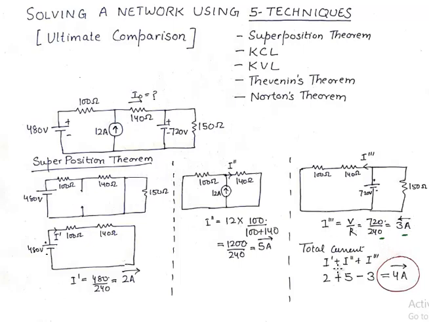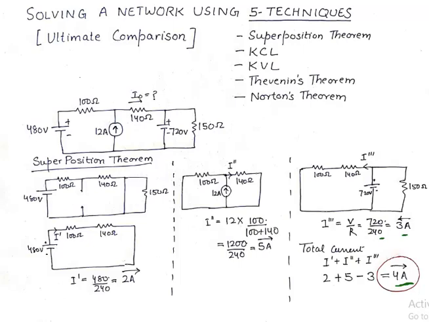So the total current becomes I dash plus I double dash plus I triple dash, which is 2 plus 5 minus 3, because it is an algebraic sum, and that comes out to be 4 ampere. So the first technique is pretty simple, and it has quickly given me the answer.